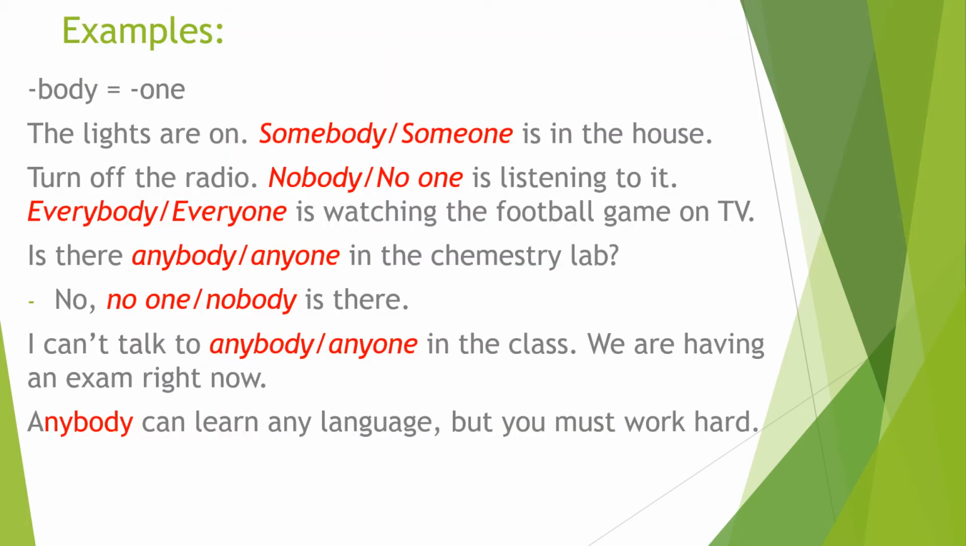Here we have some examples. Those that end in body or in one, the meaning is the same. The lights are on. Somebody or someone is in the house. Turn off the radio. Nobody or no one is listening to it. If you see, the first example shows somebody because we are talking in affirmative sentences. In the second one, we say nobody or no one because we are talking in negative sentence. And here, this next sentence says everybody or everyone is watching the football game on TV, so as a group.